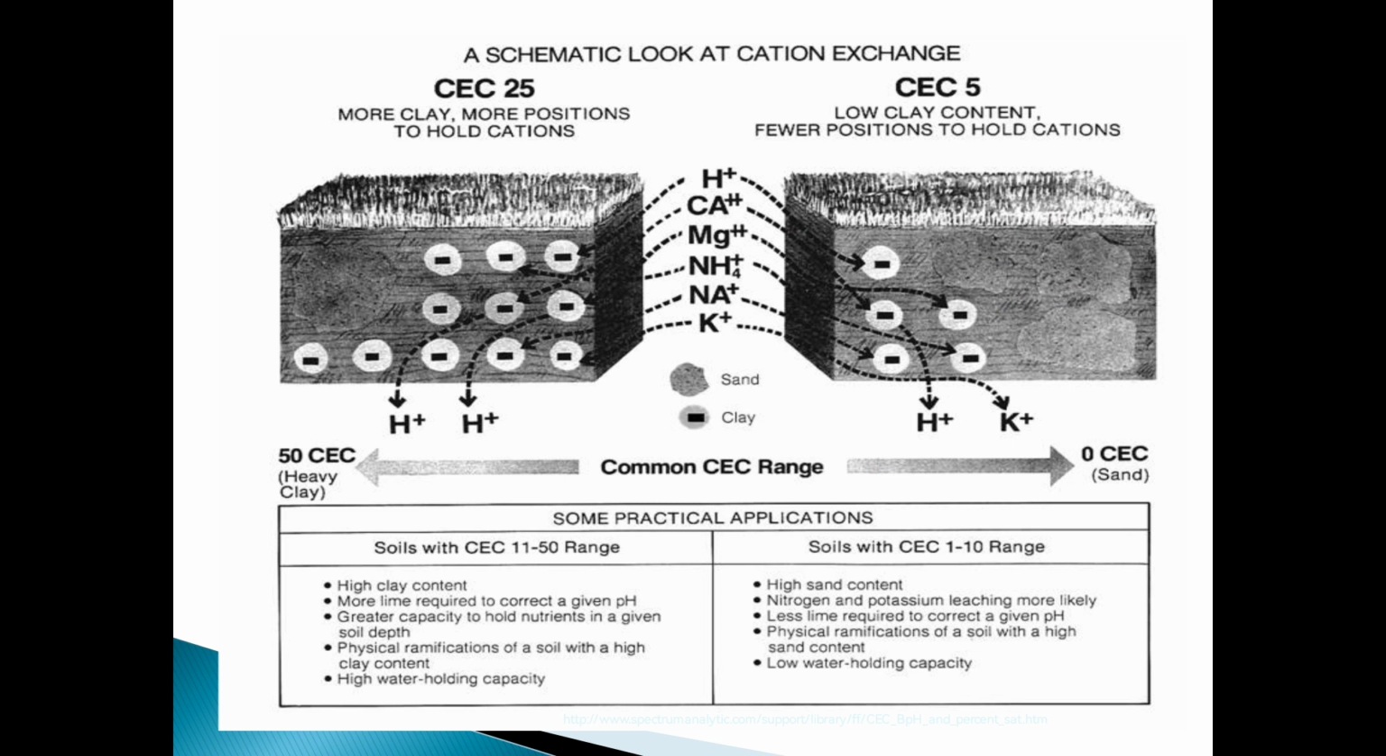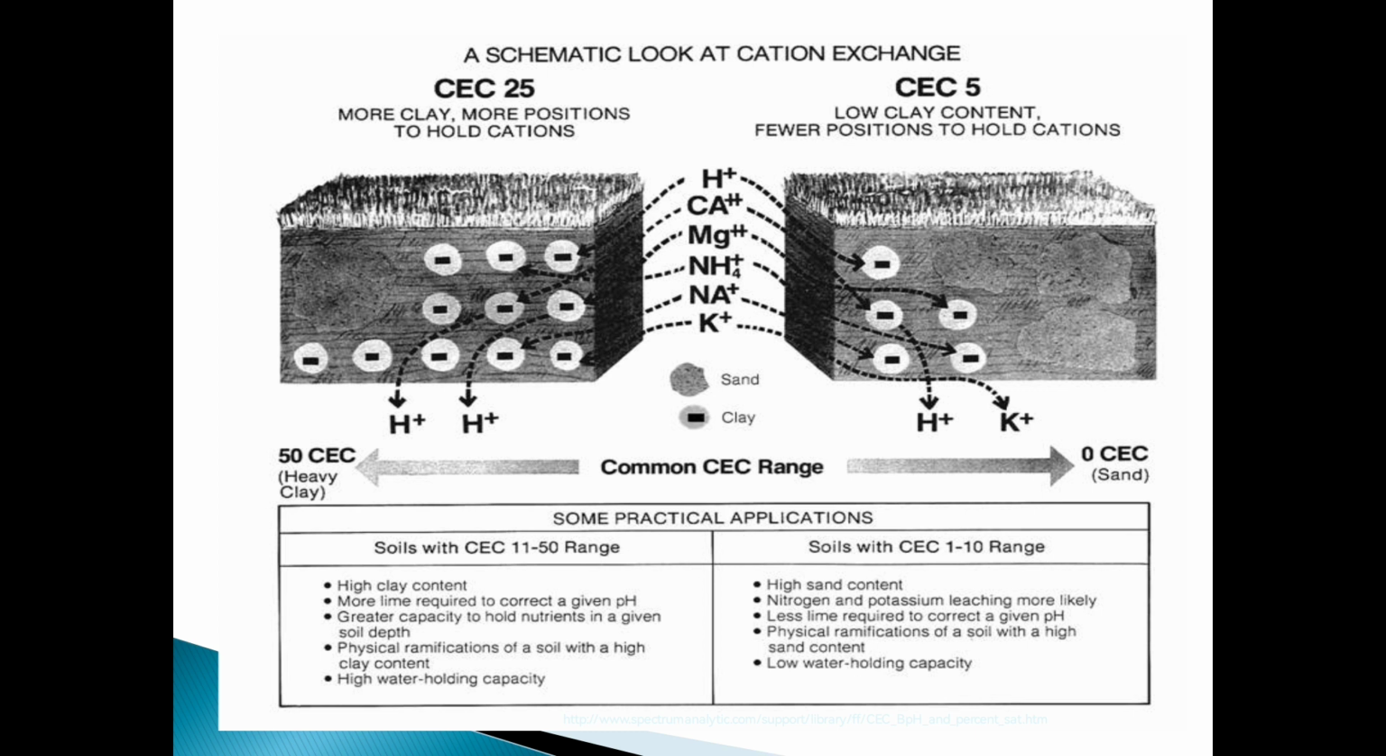This is a comparison between a CEC of 25 and a CEC of 5. So CEC of 25 has more clay, more positions to hold cations. Because of its highly negative charge, there will be a lot of cations that will be adsorbed compared to the CEC of 5. So more clay, more positions to hold cations. In low CEC, it has low clay content.